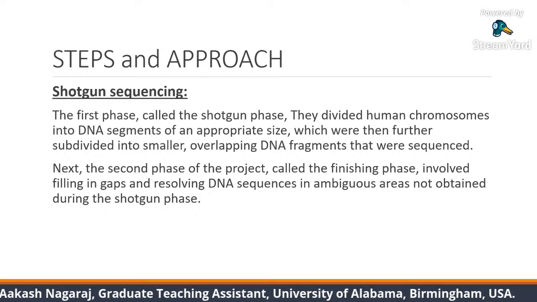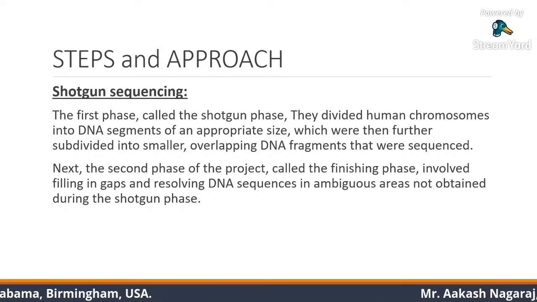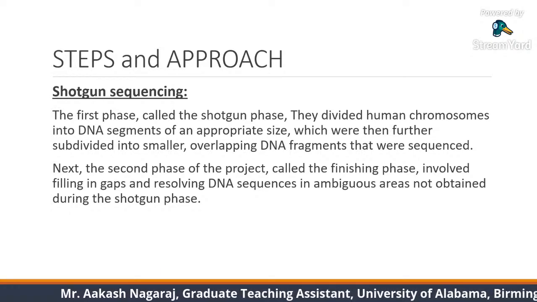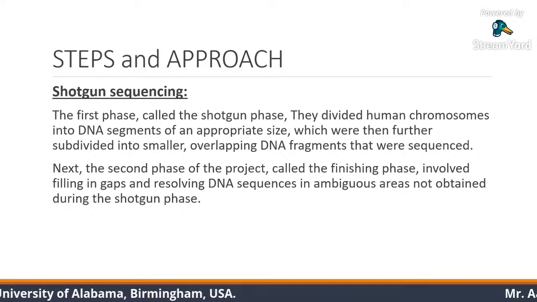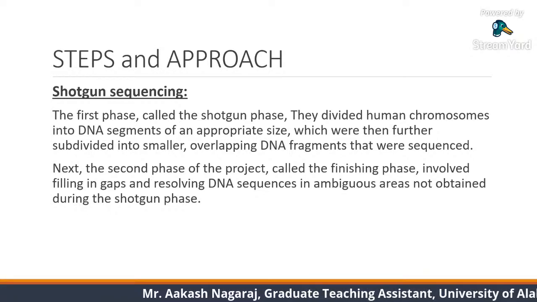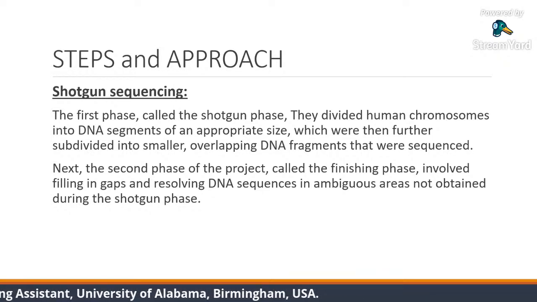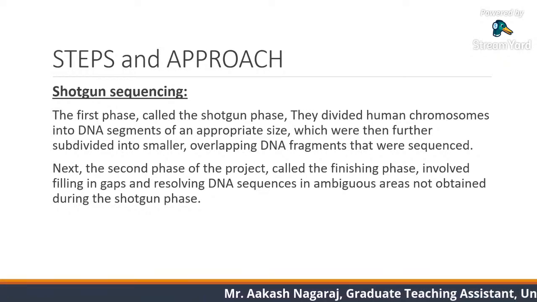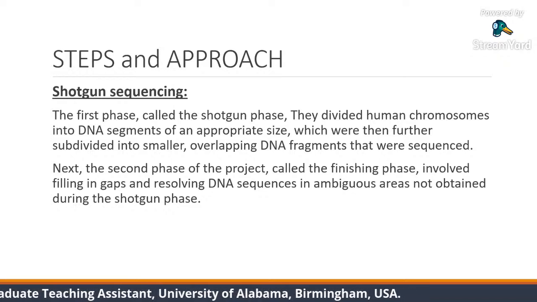Let's see a little bit about shotgun sequencing. This was used in the Human Genome Project to sequence a genome. There are two phases, and the first phase is known as the shotgun phase. In this, the genome is divided into numerous smaller, overlapping DNA segments of appropriate size, and these smaller fragments were then sequenced.